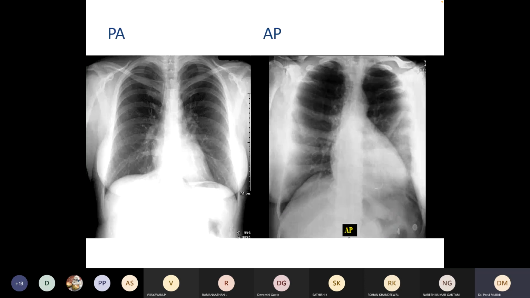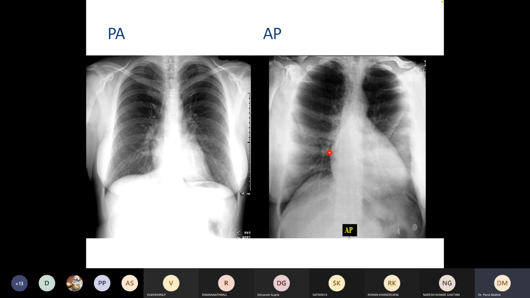Now, how do I differentiate whether it is a PA film or an AP film? Now, most of the X-rays are usually PA films, and they are even marked PA or AP. Like say this X-ray is marked as AP, but it may not be so. They may or they may not mark, right? So how you differentiate is you see this.